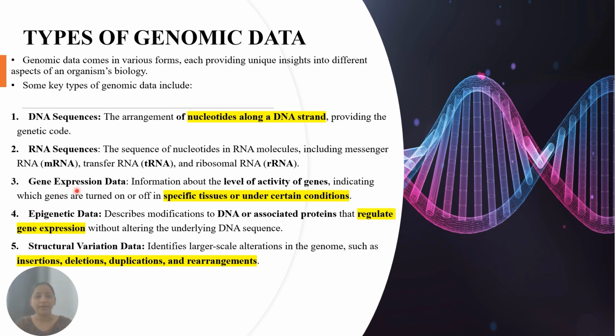Okay, like a DNA sequence where you will get to know the nucleotide information about the DNA strands. Then the RNA sequences are available where you are able to identify the RNAs: mRNAs, tRNAs, ribosomal RNAs, and so on. So this data you are able to fetch out with the genomic context, right?